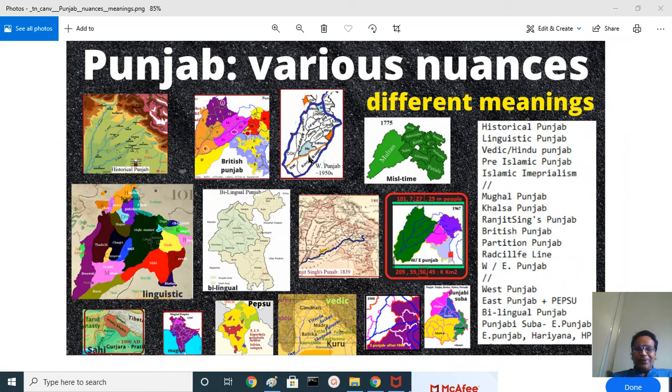This is J. Reddy, your facilitator, and we'll continue our fascinating journey of looking at Punjab, the land of five rivers. In the previous presentations, we looked extensively at Ranjit Singh's Punjab, the British Punjab, the comparison of Ranjit Singh's Punjab and British Punjab, the British Punjab and five divisions and so on.